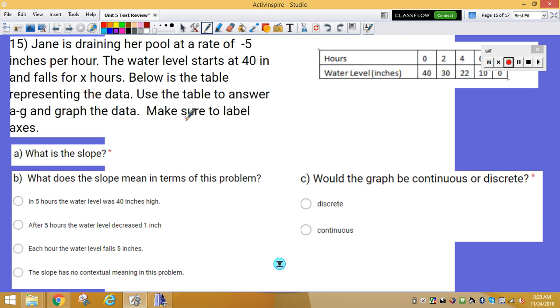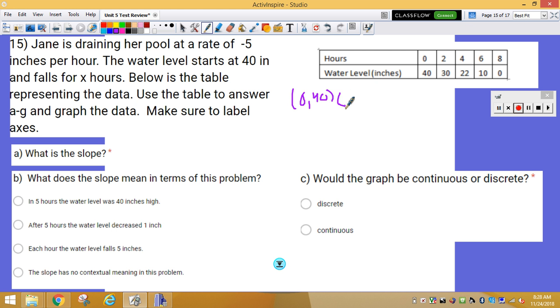Okay, here we go. This one has a lot of parts to it, but again, it's pretty easy. I think you're going to do fine. A wants to know the slope. So we're going to make 2 ordered pairs. I'm going to make 0, 40 an ordered pair and 2, 30. I'm going to label my ordered pairs x1, y1, x2, y2. I'm going to find the slope, which is y2 minus y1 over x2 minus x1. So I get negative 10 on top, and I get 2 on bottom. So my slope is negative 5.